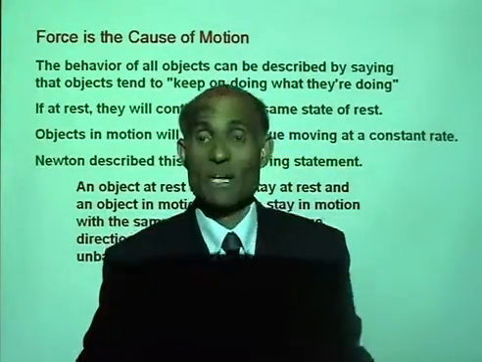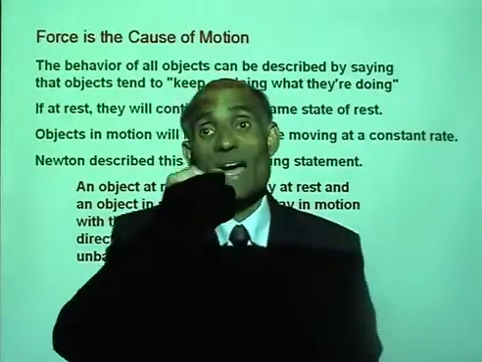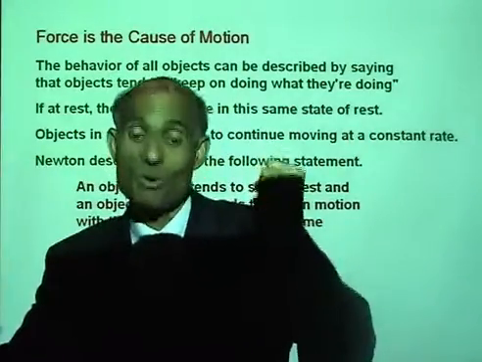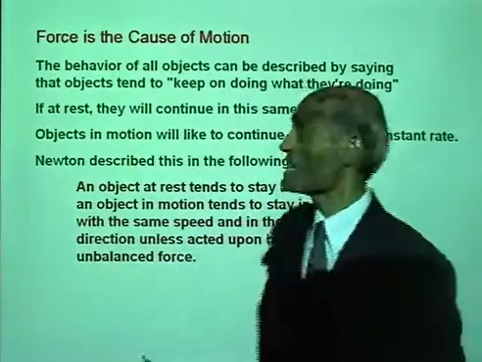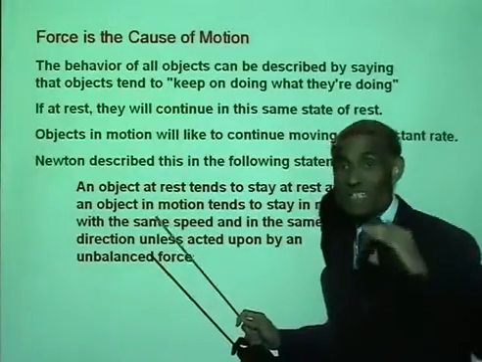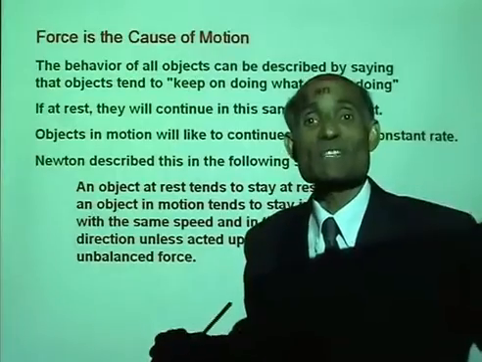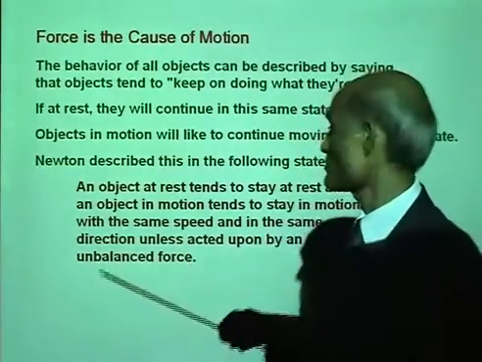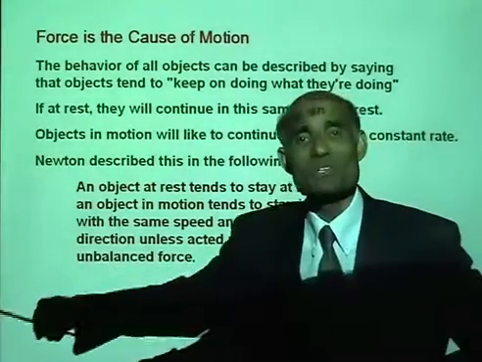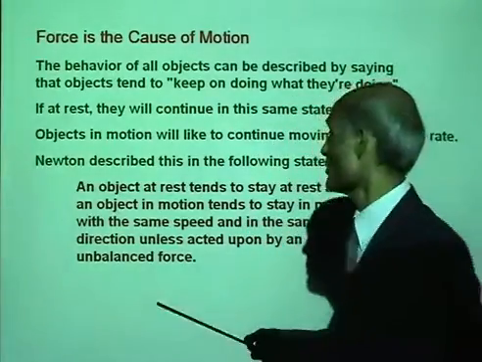That is the unbalanced force. Now, in the previous experiment you did, the unbalanced force, I actually pulled the car with a force to make it move. So, once again, what is the law that Newton said? An object at rest tends to stay at rest. The tendency of an object at rest is to stay on being at rest. And an object in motion tends to stay in motion. The tendency of an object in motion is to keep on moving.